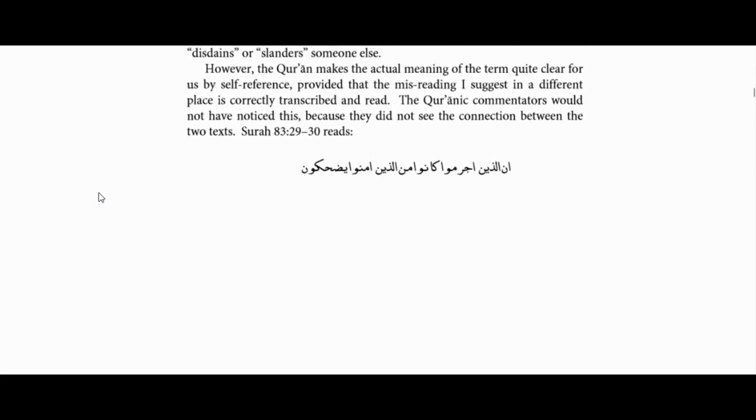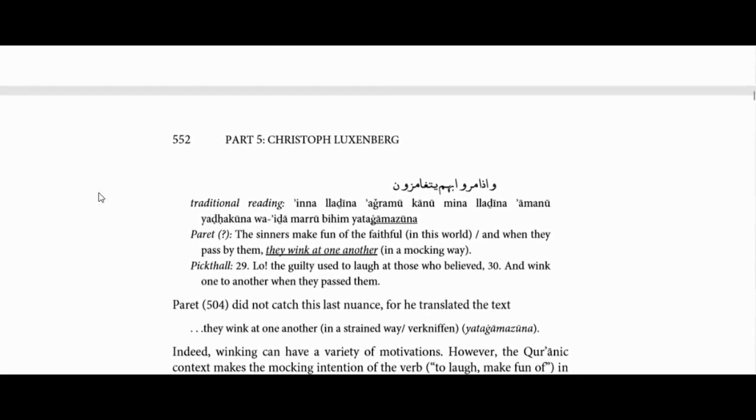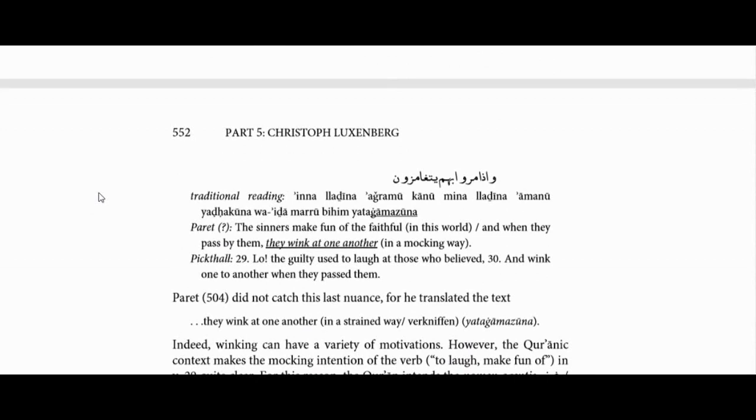However, the Quran makes the actual meaning of the term quite clear for us by self-reference, provided that the misreading I suggest in a different place is correctly transcribed and read. The Quranic commentators would not have noticed this because they did not see the connection between the two texts. Surah 83:29-30 reads, and this is the traditional reading, Inna ladine adramu kanu mina ladina amanu yadhaskuna wa ida maru bihim yata zamazuna.